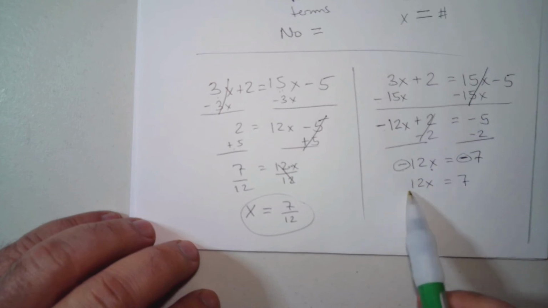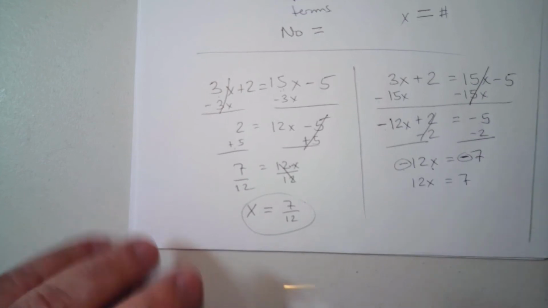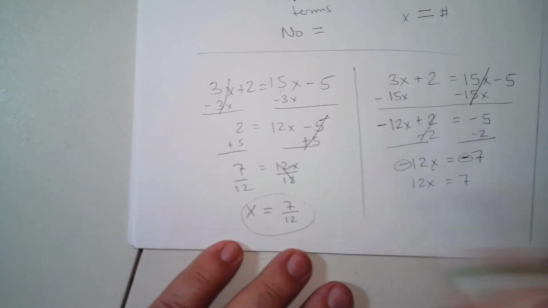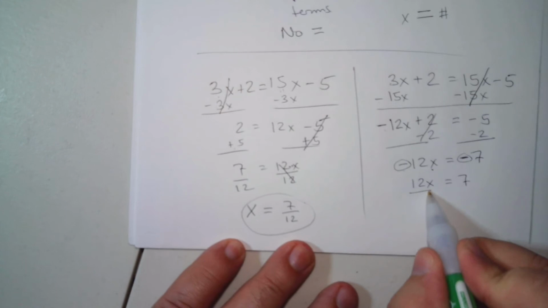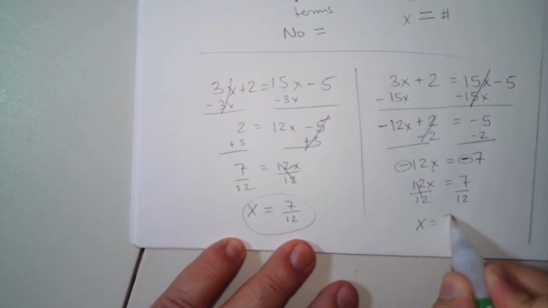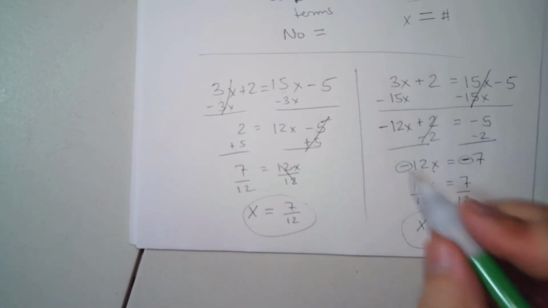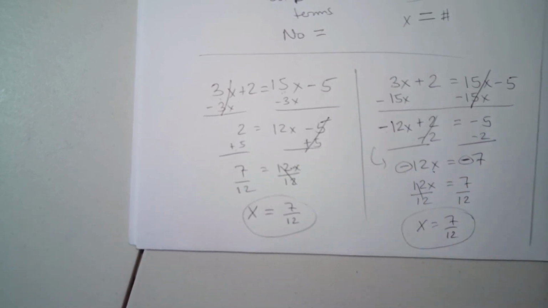Negative times negative is a positive. 1 times 12 is 12. Negative times negative is a positive. 1 times 7 is 7. Again, that's boring. So I just change everything. Now all I have to do is divide by 12. You get the same answer, but you had to have one extra step.